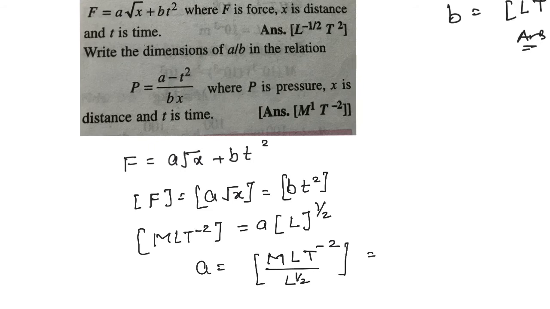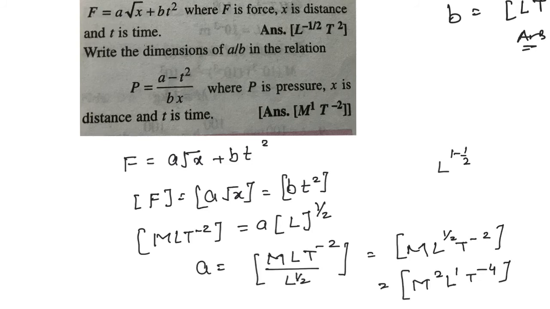Now class, if you solve this, you will get M L to the power 1 minus half, T minus 2. What you will get, class? L to the half, T minus 2. Okay class, if you want to remove this half, you can write it in this format also: M2 L1 T minus 4, squaring. If you square this, okay, no need to square, then it will be A square also. Let it be. So all of you getting this thing? M L half T minus 2.